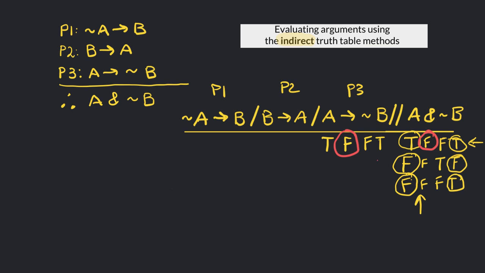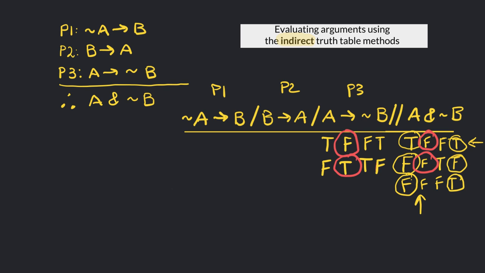B is false here. A is false here. But we've got tilde B, right? Tilde B is the consequent. So if B is false, tilde B is going to be true. False antecedent, true consequent. That results in a true conditional. So far, we can consistently apply the truth values to premise 3.